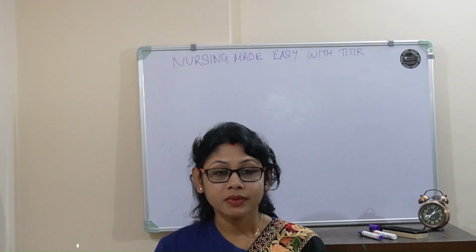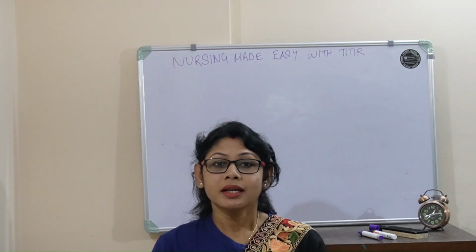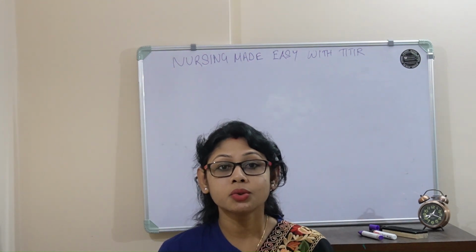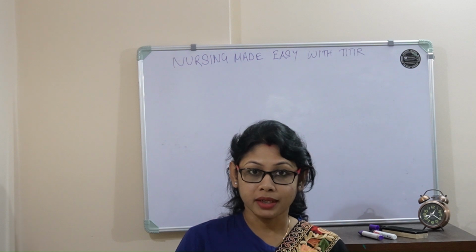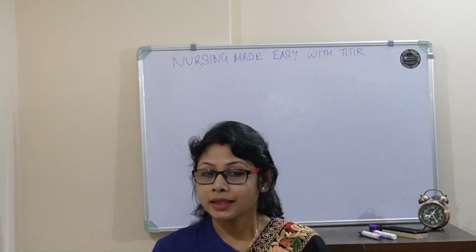Today our topic is injection dopamine. Dopamine is a primarily used drug in the critical care units. It is used as a vasopressor and inotropic agent to treat hemodynamic instability. This is a very brief overview of dopamine. Let's start.